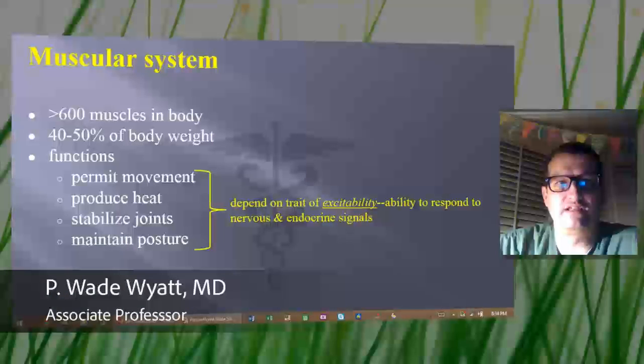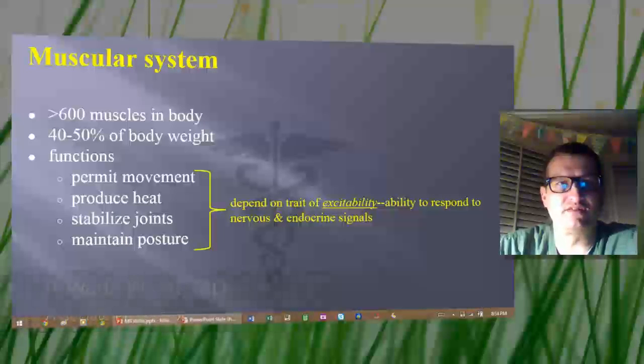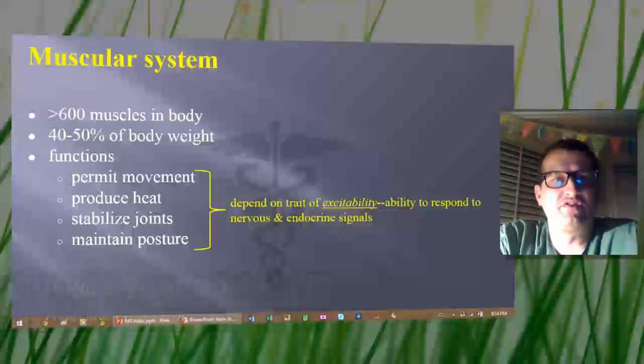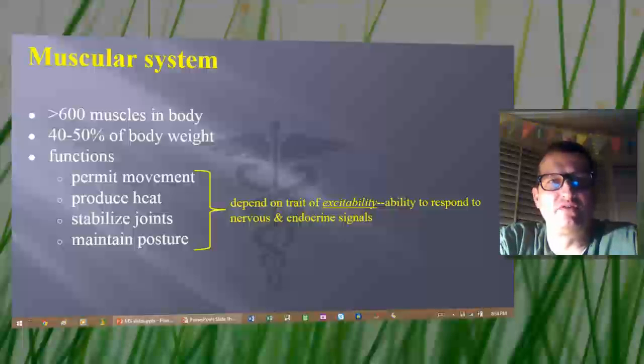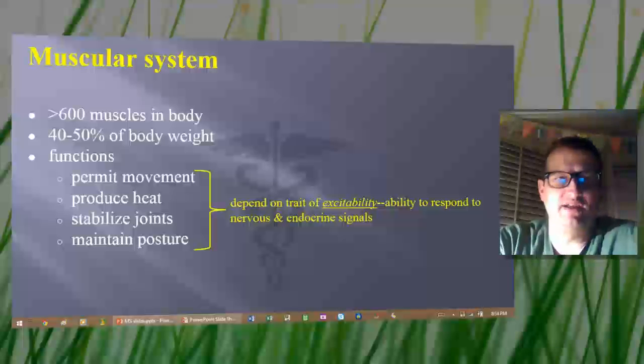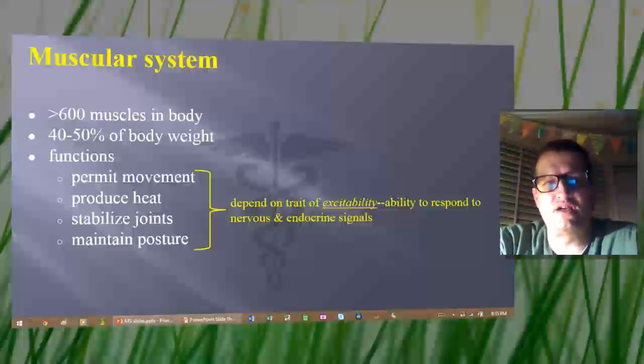Hi there, this is lecture 2 of the musculoskeletal system, and specifically we're going to be talking about the muscular system. There's over 600 muscles in the body as opposed to only about 206 in the skeletal system. Muscles make up 40 to 50% of the body weight and have many functions. They permit movement, produce heat, stabilize joints, and maintain posture.